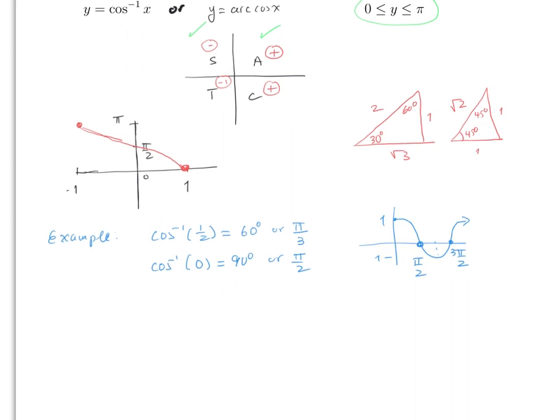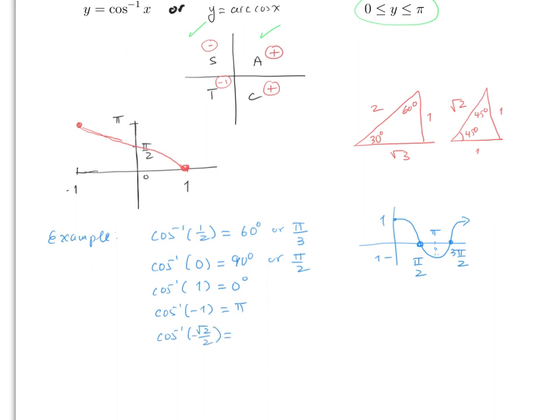In the same way, what is, for example, cosine inverse of 1? Well, that will be 0 degrees. What is cosine inverse of minus 1? Well, the one that gives you minus 1 is pi. Because here this is pi, and so forth. Okay, what is cosine inverse of minus radical 2 over 2?